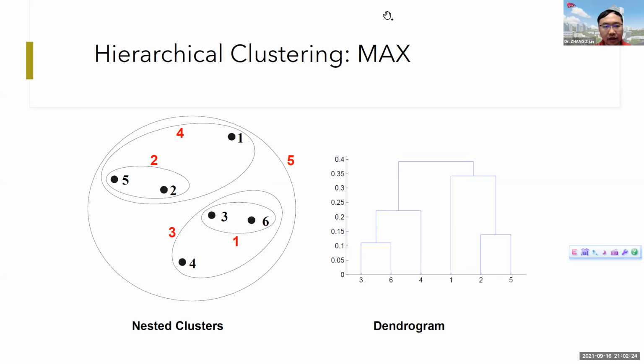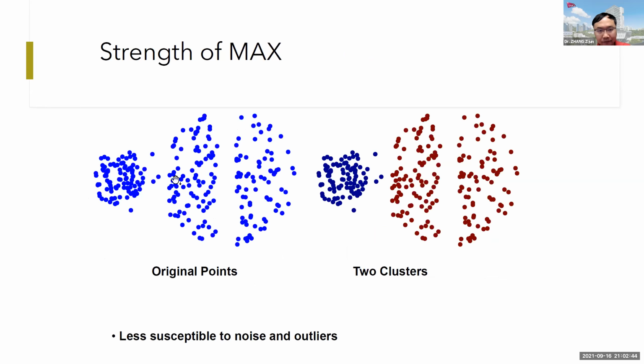Okay, let's come back and continue. So we have talked about hierarchical clustering with the complete link, which uses the max distance as the measure for updating the proximity matrix. Next we talk about the strength of using the complete link, the max distance.